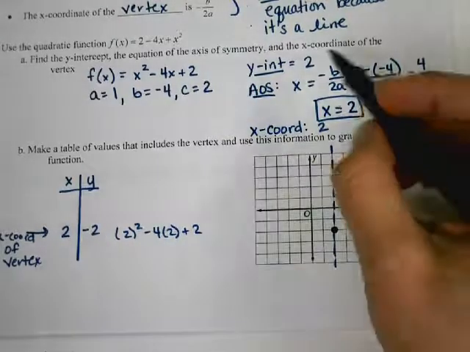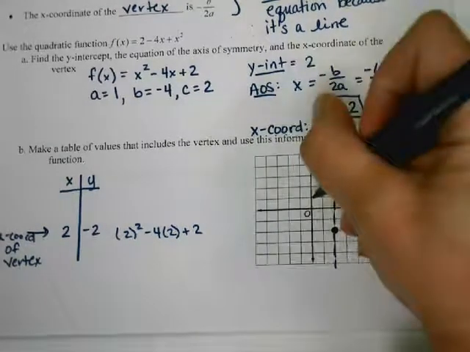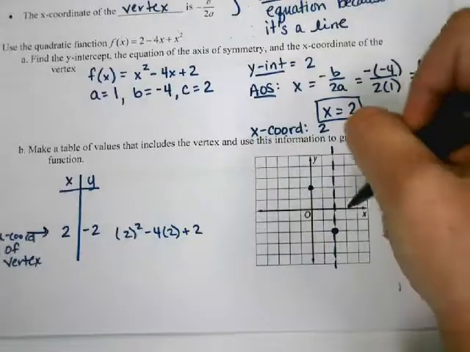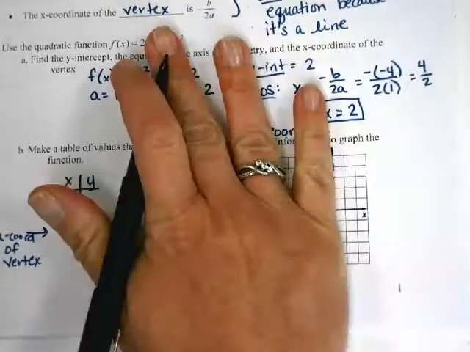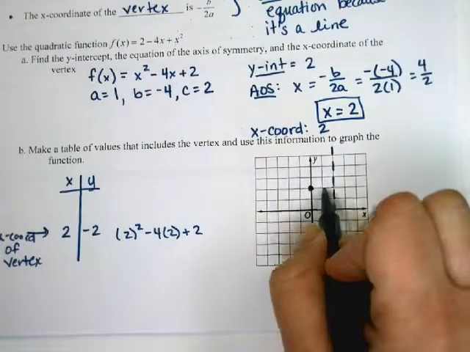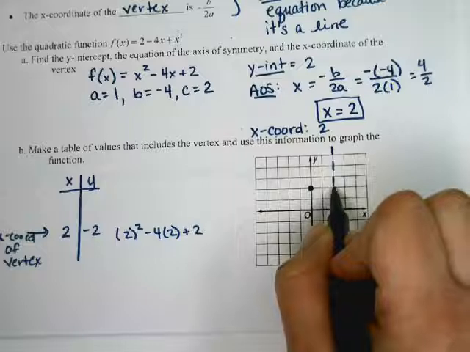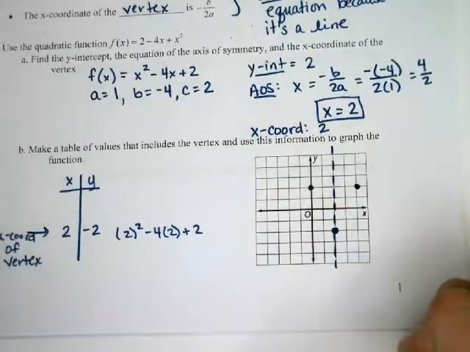And now we also know that the y-intercept is positive 2. Okay, there's a point there. The axis of symmetry makes it fold into 2 equal halves. So if this point is 2 over from the axis of symmetry, this other point will be 2 over from the axis of symmetry.